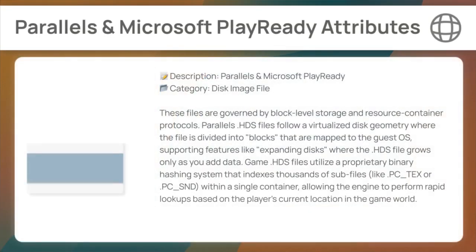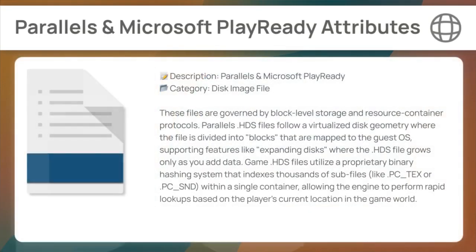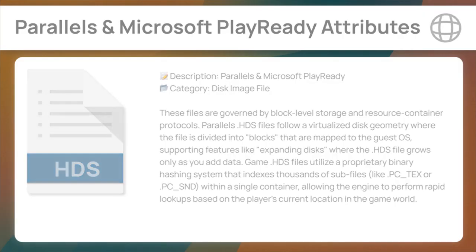These files are governed by block-level storage and resource container protocols. Parallels HDS files follow a virtualized disk geometry, where the file is divided into blocks that are mapped to the guest OS, supporting features like expanding disks, where the HDS file grows only as you add data. Game HDS files utilize a proprietary binary hashing system that indexes thousands of subfiles, like .pctex or .pcsnd, within a single container, allowing the engine to perform rapid lookups based on the player's current location in the game world.